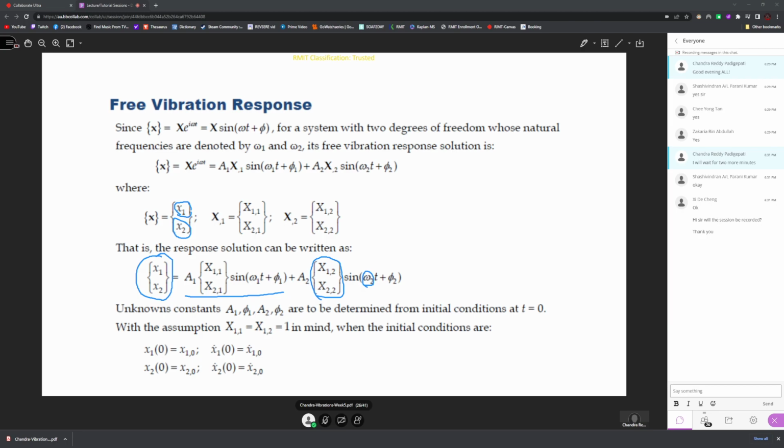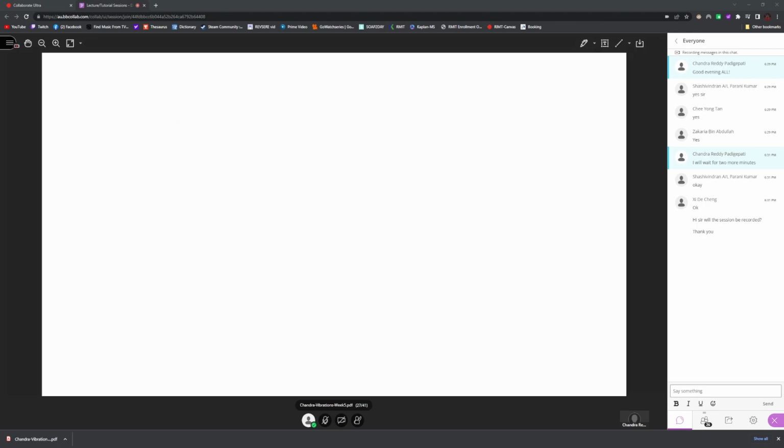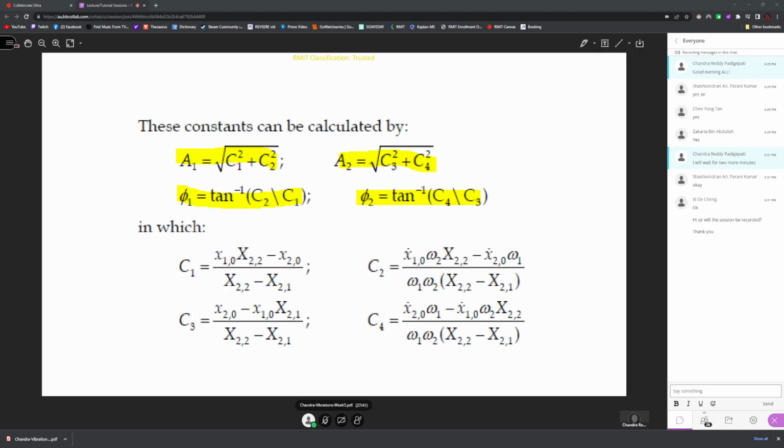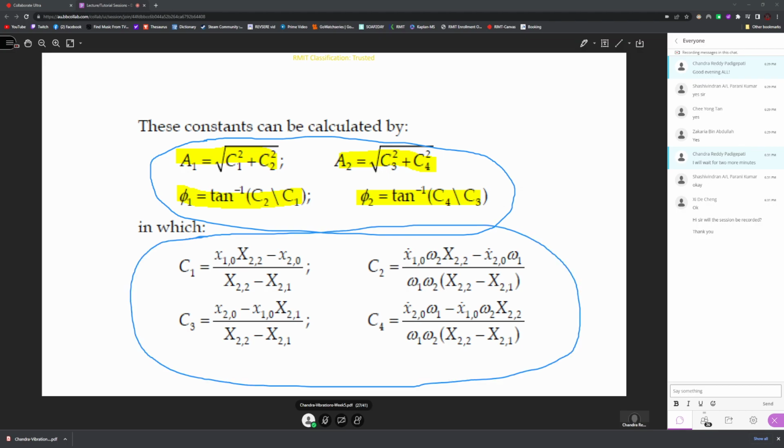Now to solve for these four constants A1, A2, phi 1 and phi 2, we need to know the initial conditions. Once you know the initial conditions, you have the formulas for A1, A2, phi 1, phi 2. The formulas are written in terms of other constants like C1, C2, C3, C4. You can find those C1, C2, C3, C4 constants from the formula here.